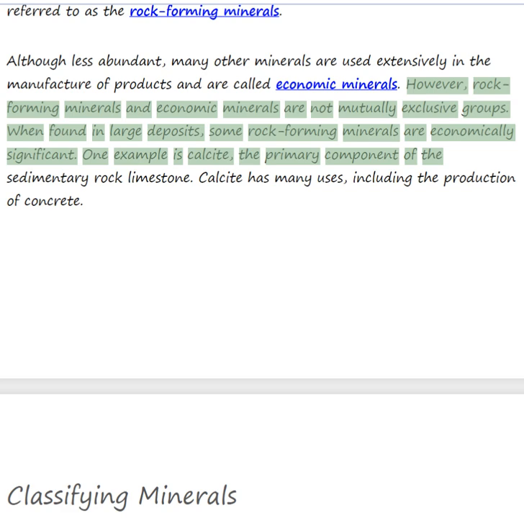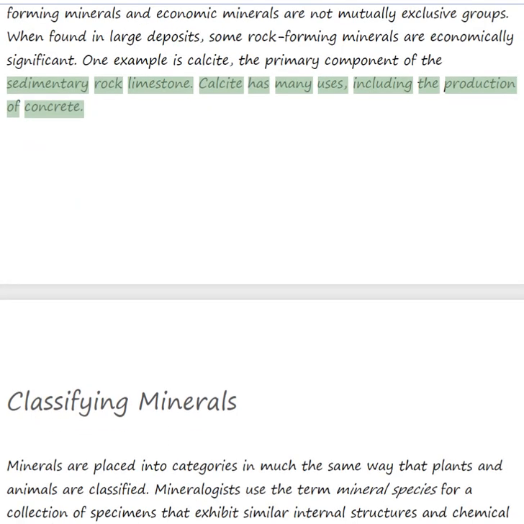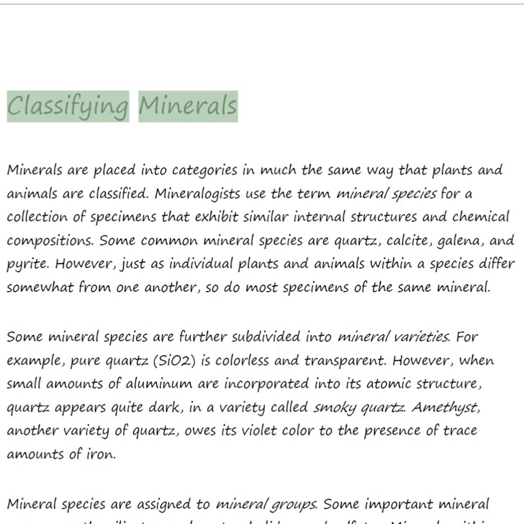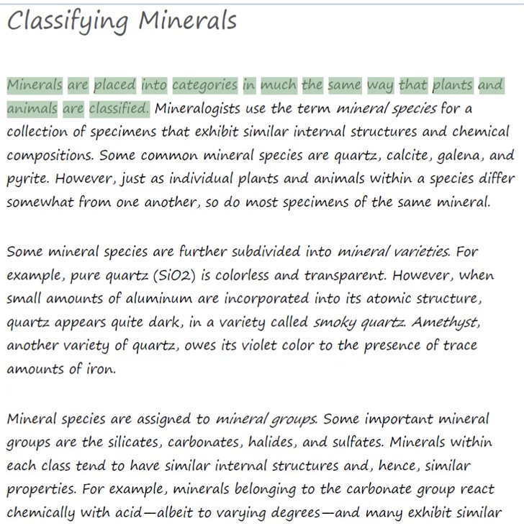One example is calcite, the primary component of the sedimentary rock limestone. Calcite has many uses, including the production of concrete. Classifying minerals. Minerals are placed into categories in much the same way that plants and animals are classified.